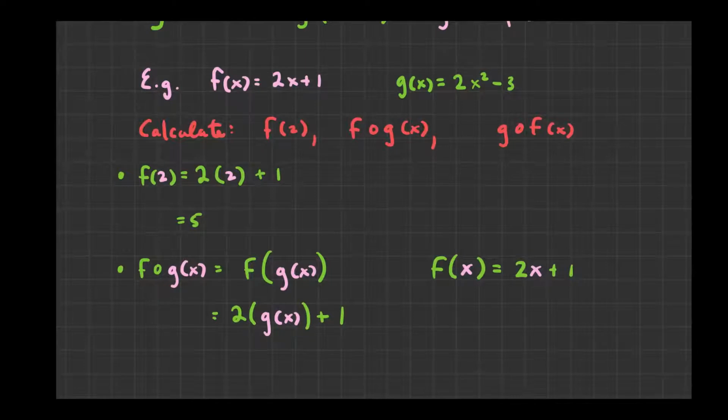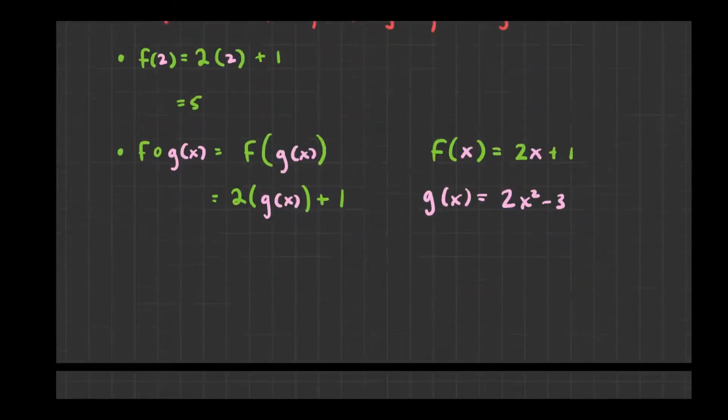G of x is over here, right? There's my g of x. G of x is 2x squared minus 3. So maybe I'll write that again over here. So g of x is equal to 2x squared minus 3. So I'm going to replace my g of x with 2x squared minus 3. So this is equal to 2 times 2x squared minus 3 plus 1.